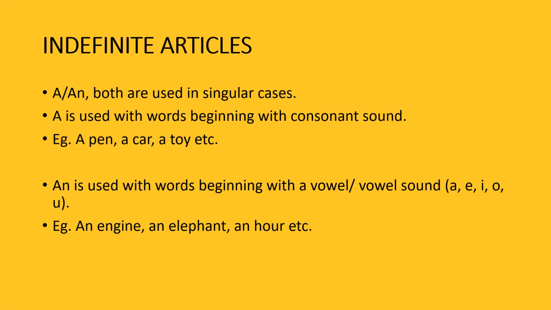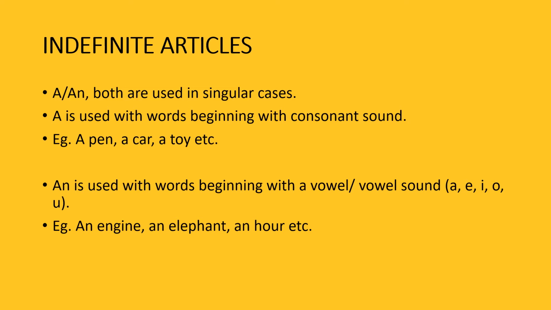So first of all, let us study about indefinite articles. A or an, both are used in singular cases. A is used with words beginning with a consonant sound. So a and an both denote a singular person or a thing.